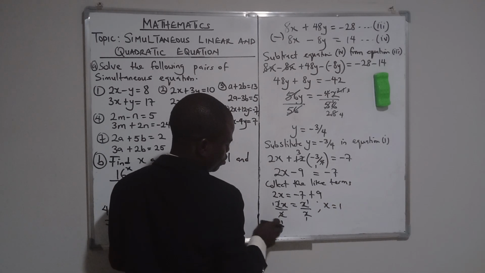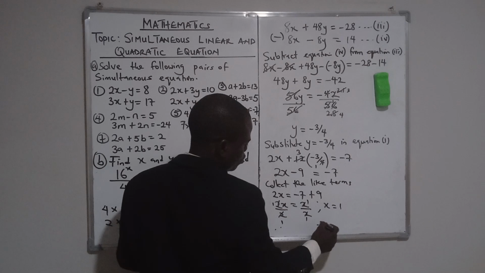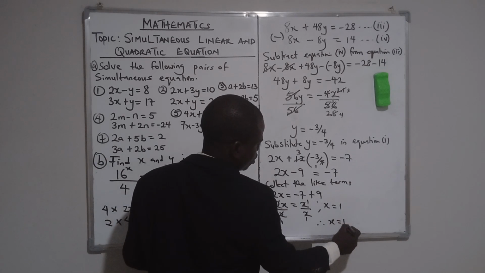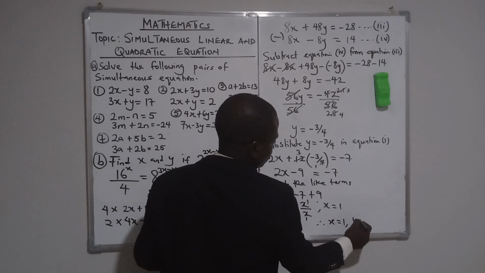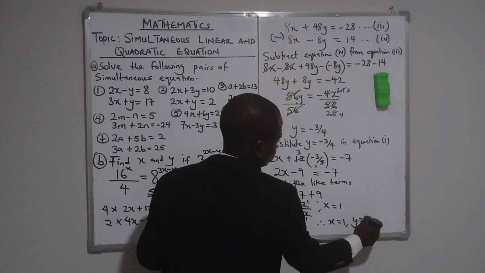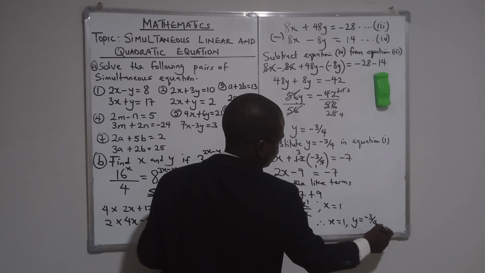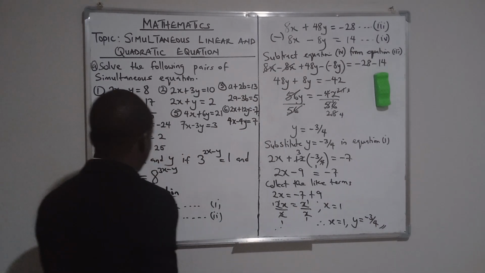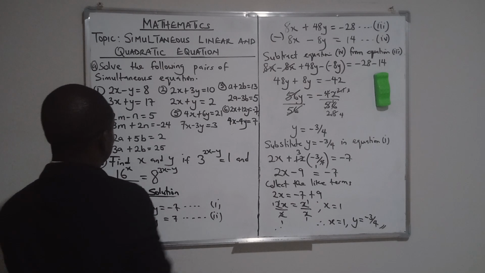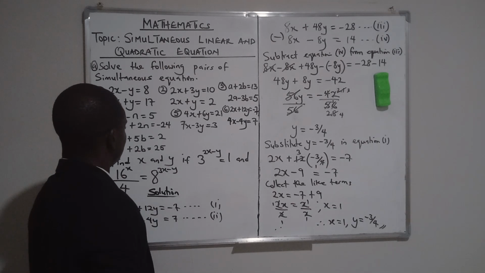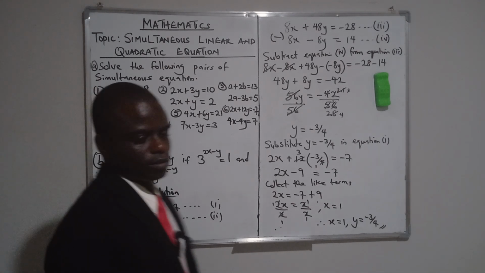Therefore, our x equals to 1 and our y equals to minus 3 over 4. Okay? Alright, let's move to question 7 of the A part.